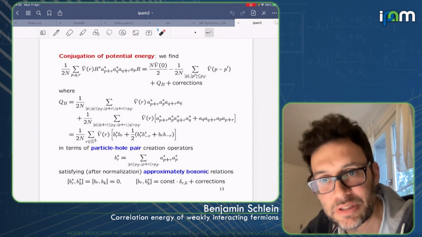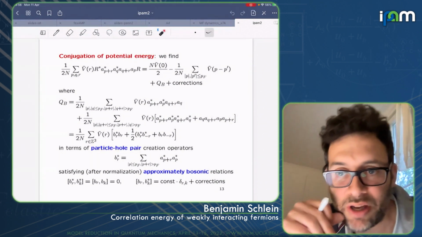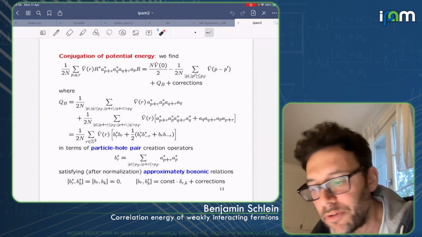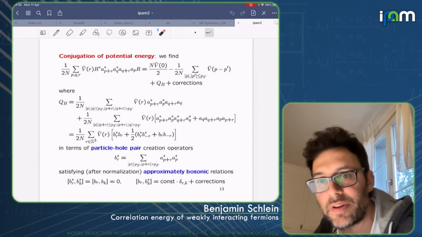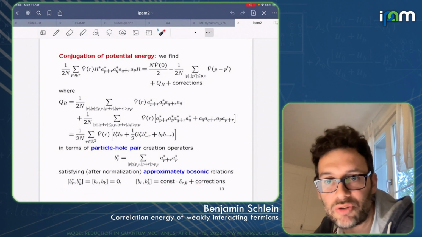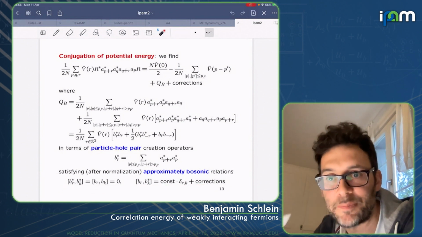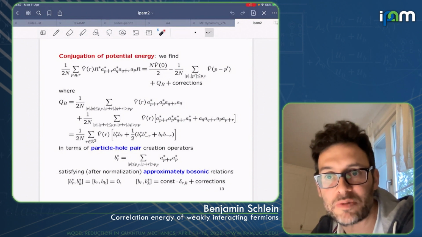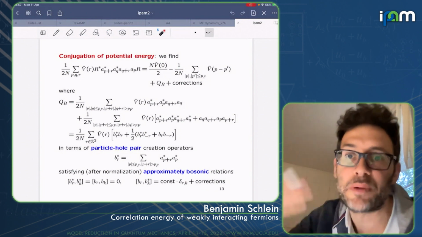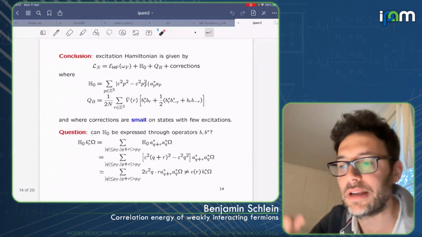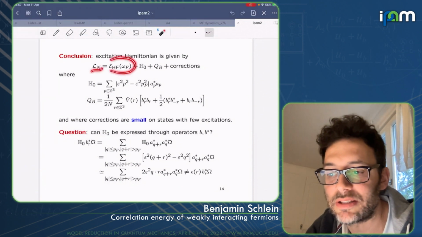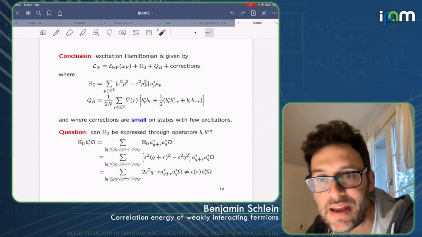Okay, and the important observation now, and that's how I come back to the bosonic theory I was talking about at the beginning, is that these new field operators are quadratic in the fermionic operators, so they at least approximately satisfy again some canonical commutation relations. Okay, so you can interpret the potential energy of this excitation in terms of bosonic creation and annihilation operators, or better said, in terms of approximately bosonic operators. Okay, so summing up what we have: the new Hamiltonian is a constant, which is just the energy of the Slater determinant, the energy of the Fermi sphere.